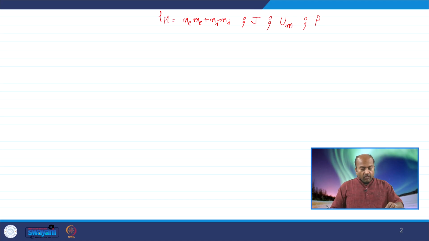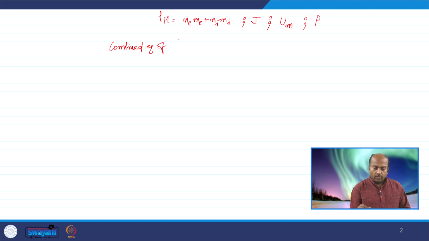So, in today's class we will first obtain the combined equation of continuity. We will obtain two equations, one for the conservation of charge, another for the conservation of mass. Okay. So, we will call it the combined equation of continuity.